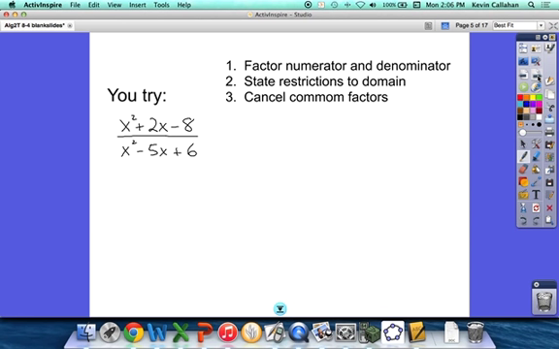So you factor these correctly. State the restrictions before you start canceling. And where do you look for them? Right. So why do you got -4?